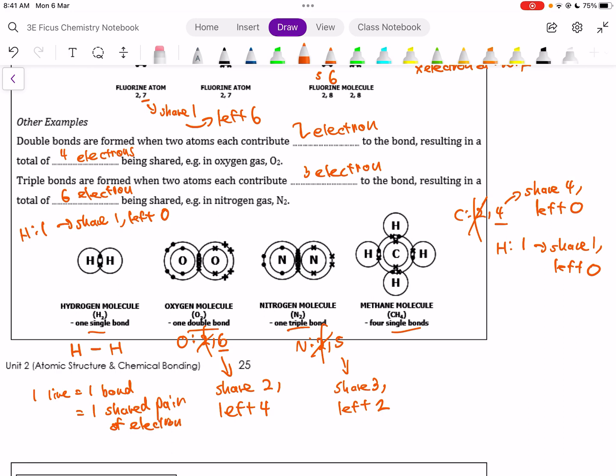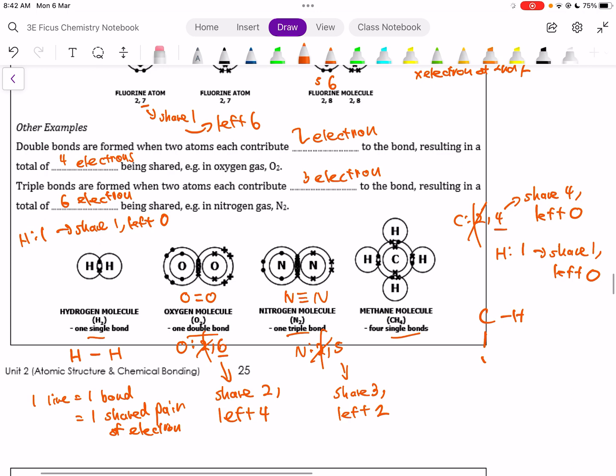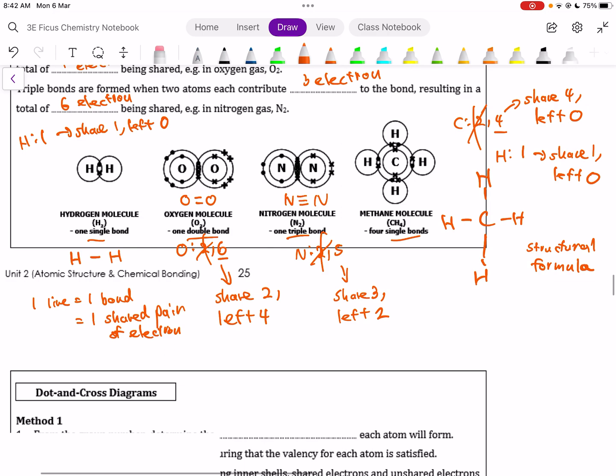Yeah, so for example the oxygen one will be like that. The nitrogen one will be N triple bond N. This one will look something like this. Okay, so this one is what we call the structural formula, which I'll guide you through as well with the examples. So this one is a structural formula.